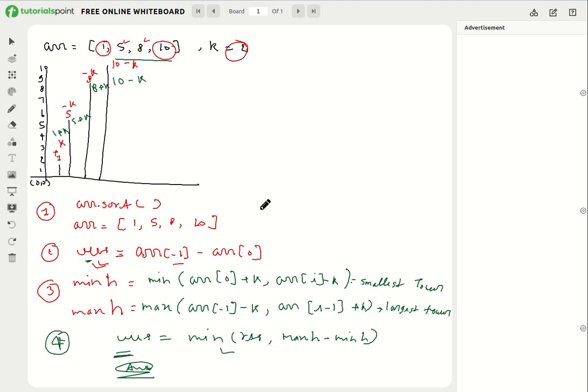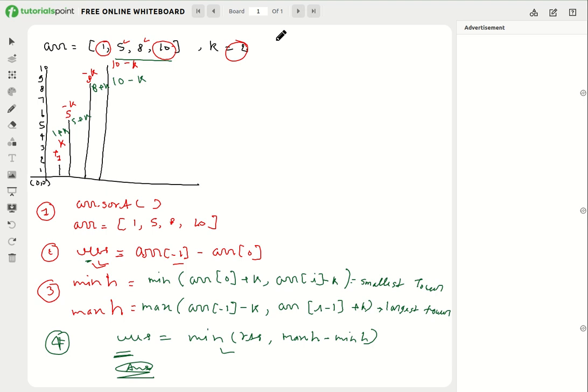So let's iterate over one by one. I'm going to take another pen here, maybe blue. Let's dry run over this array. First we will calculate array dot sort, and we will get 1, 5, 8 as it is the same, right?